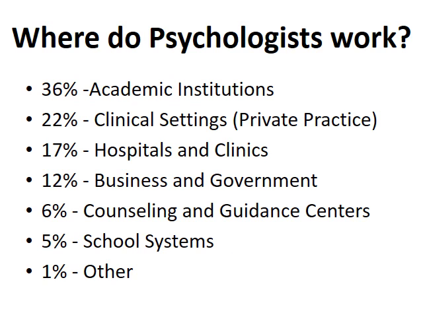Where do psychologists work? 36% work in academic institutions, from colleges, from teaching there to even doing counseling. When you talk about psychologists, you will sometimes have a school psychologist that will be hired to give testing for special needs and even gifted. 22% are in clinical settings, private practice, think Dr. Phil there. 17% hospital and clinics. 5% school systems. Think guidance counselors and things like that.